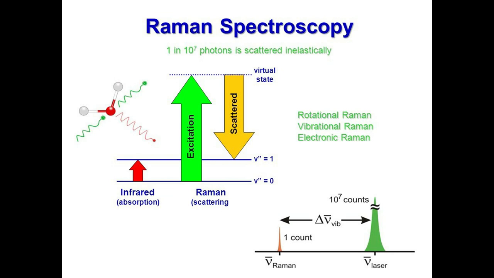So virtual states, so V is equal to 0 to V is equal to 1. And there are the three: rotational, vibrational, and electronic Raman spectroscopy. We collect the Raman counts relative to the laser, and we can easily find out this spectrum.